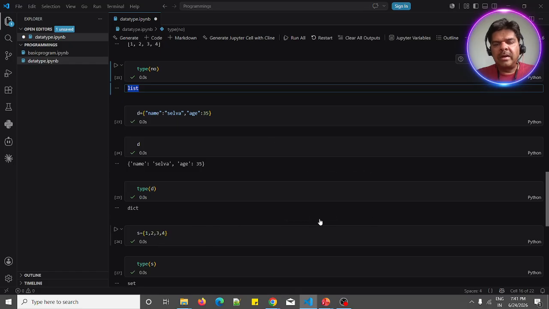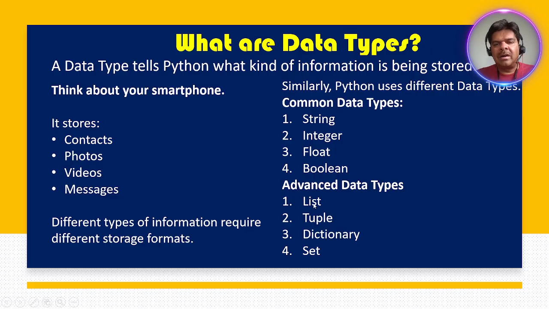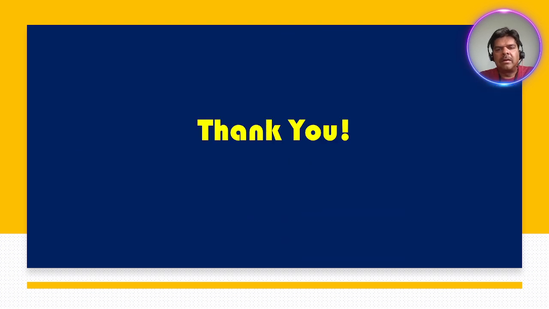These are also data types. Why and when we use a list, tuple, dictionary or set, all that we will see in detail in later sessions. But these are all data types. The commonly used data types are string, integer, float, boolean, and the advanced data types list, tuple, dictionary, set. These are the data types available in Python, right?